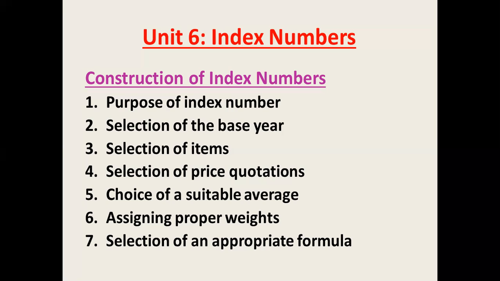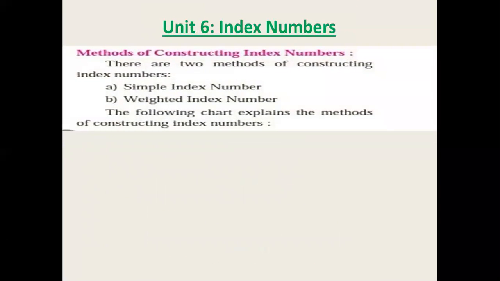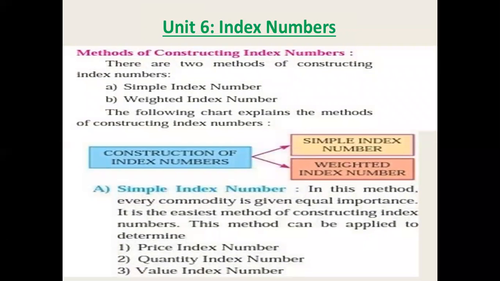Then let's discuss the next point, the methods of constructing index numbers, means the different formulas we apply. Basically, there are two methods of constructing an index number. First is the simple index number and second is the weighted index number. See, the first point is the simple index number.